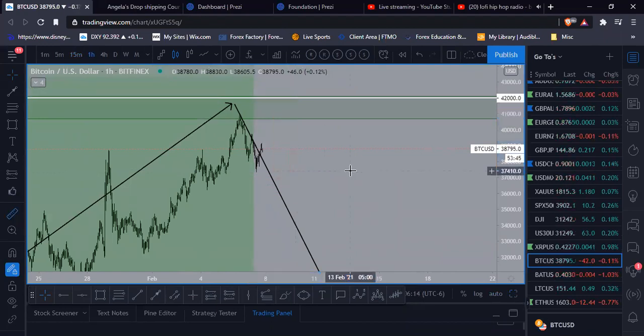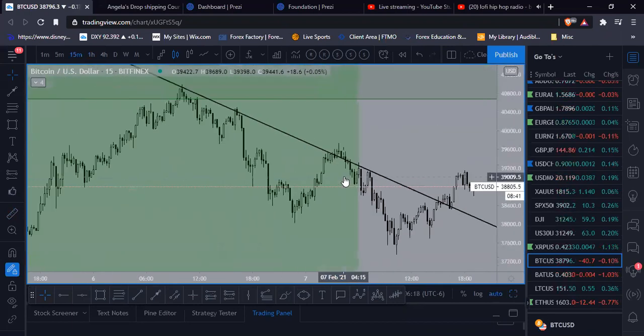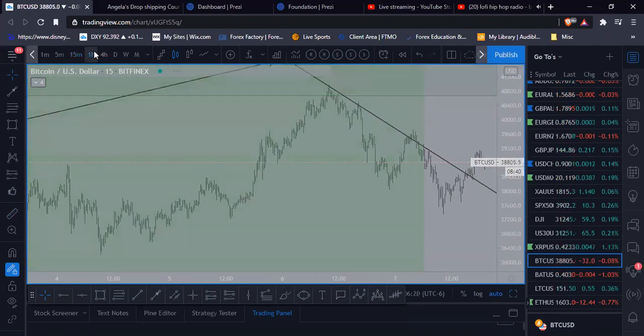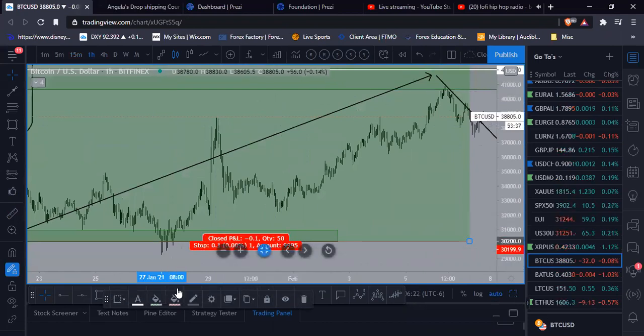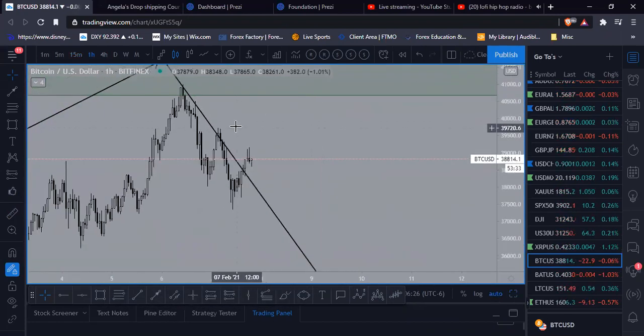368 pips. That's a decent amount, 9%. So let's go into the 15-minute time frame and go a little closer. Well, no, not 15-minute. Let's go into the 1 hour. Sorry, let me close this. I'm only keeping that for documenting purposes.